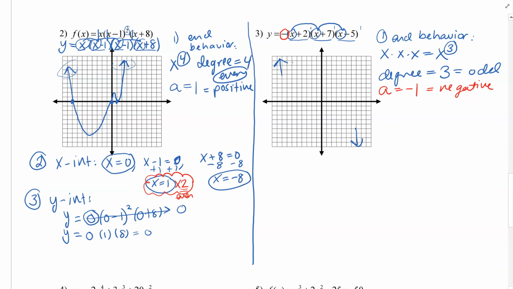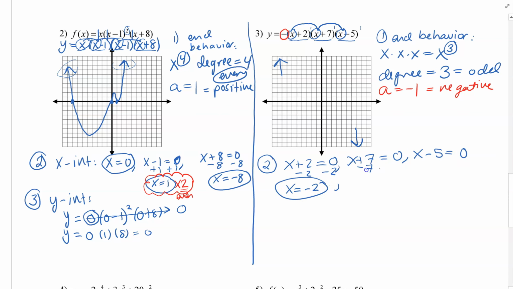Meanwhile, in the rest of the graph, we are going to use the x-intercepts to figure out all the bouncing around it might do in the middle. So I'm going to take each of those factors, set each of them equal to 0, and solve for x. So for this one, I get one x-intercept of -2. For this one, I get one x-intercept of -7. And for this last one, I get one x-intercept of 5. So I'm going to plot all those, -2, -7, and 5.